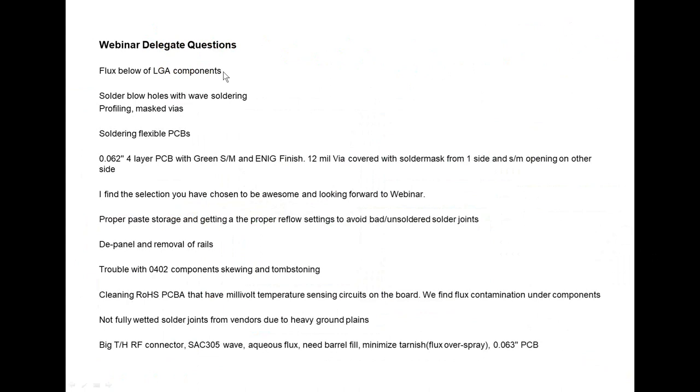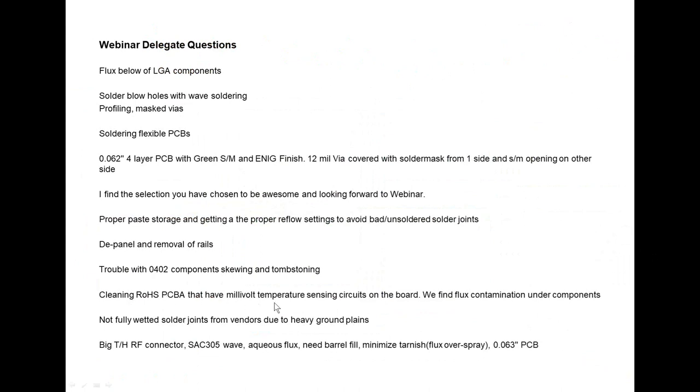If you get lifting of components specifically on reflow with nitrogen, then turn the nitrogen down. Use a higher air content. That will slow down wetting and decrease the likelihood of components moving during reflow.